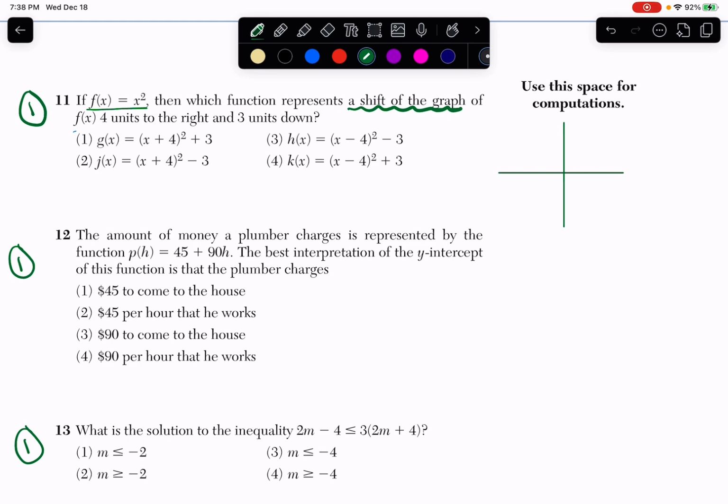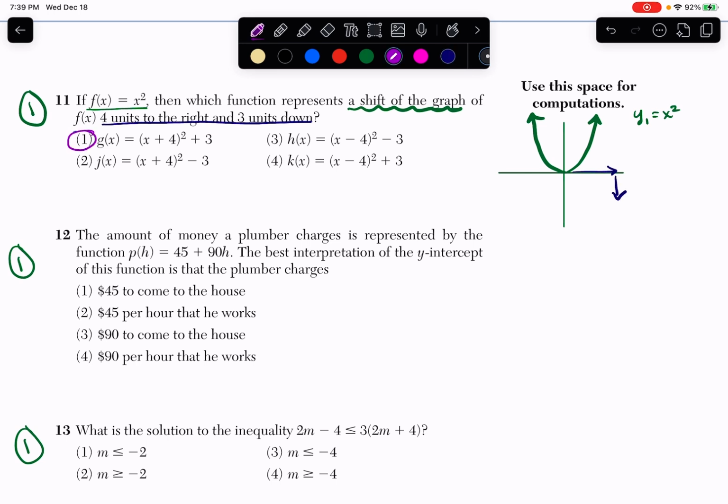So if I graph f of x in my calculator and look at the graph, I see that the general shape is like this. This is because I put y1 equals x squared, and then I just looked at the general shape of the graph. I don't need exact points, I just need general shape. Now I'm going to put my other graphs in and see which one looks like it's moving 4 to the right and 3 down. So my hope is that I get something that's 4 to the right and 3 down.